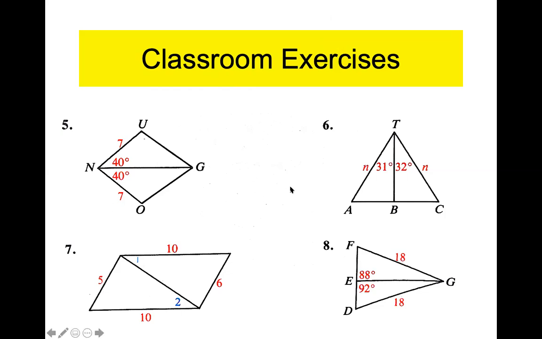Where are you getting that from? Reflexive property. Agreed. It is SSS, but where are you getting that 1 is bigger than 2? Because 1 has the bigger side. How do you know that? Because 6 is bigger than 5. Okay, that's what I was waiting for. All right, cool. Ben, last one.